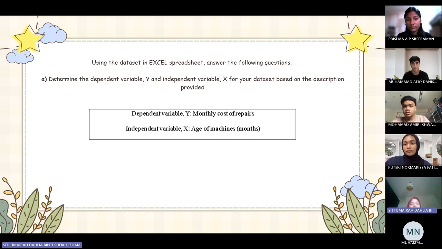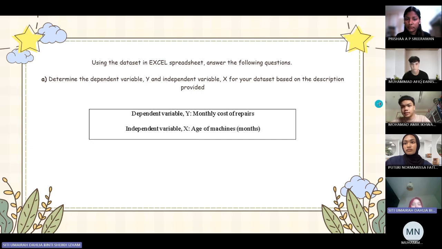So our goal is to test whether there's a linear relationship between these two variables. To perform this analysis, we define the dependent variable as Y, the monthly cost of repair, and X, the independent variable, as the age of the machine in months. Why? Because we are trying to see if the cost of repairs depends on the machine's age.